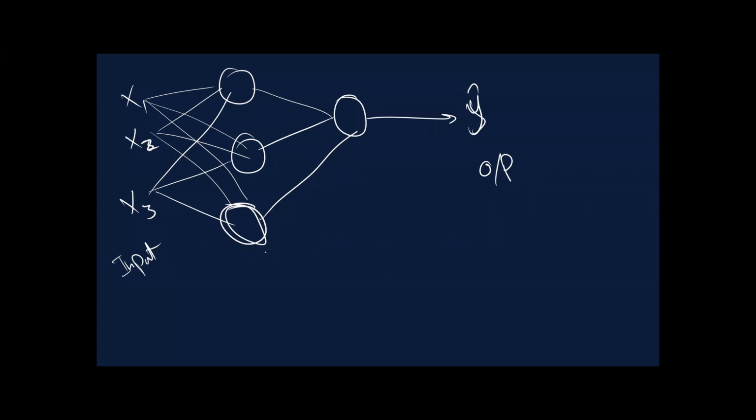So right now we can say that this is hidden layer 1, and this is hidden layer 2.